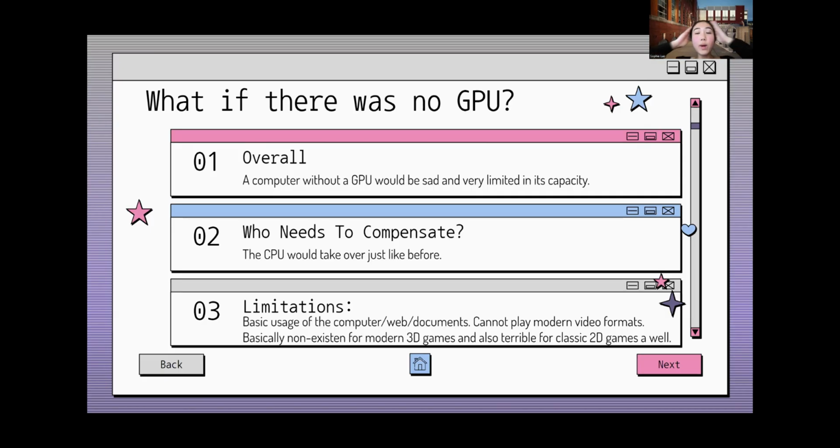And who would compensate? Oh my God, the CPU. The CPU would just take over like before, and it would be overloaded again, and it would not be a fun time. The limitations are that we could not use basic web documents. We can't use modern video formats because the CPU would not be up to that standard. It would be non-existent for our modern 3D games and horrible for classic 2D games as well, like the Pokemon franchise. That would not look good. It doesn't look amazing now. It wouldn't look good if we didn't have a GPU.